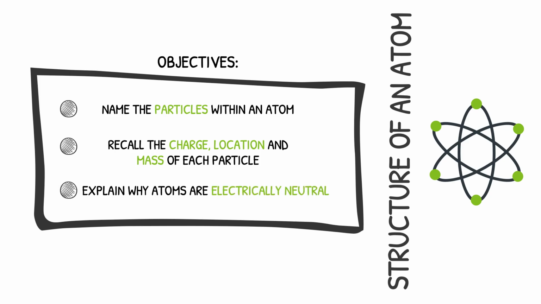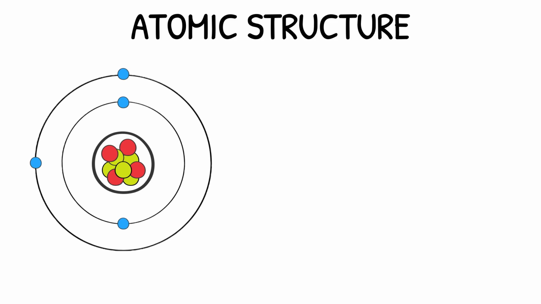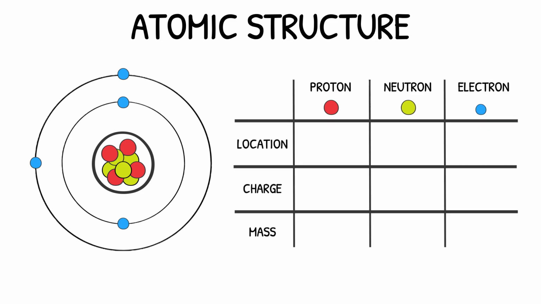So, let's go. All matter, be it living or non-living, is made up of tiny particles called atoms. Each atom consists of 3 subatomic particles, and these are called protons, neutrons, and electrons. Protons are located in the nucleus of the atom. They have a positive charge of +1 and a mass of 1.